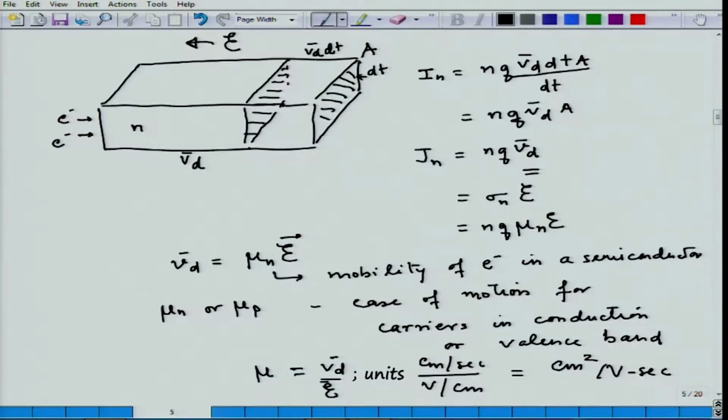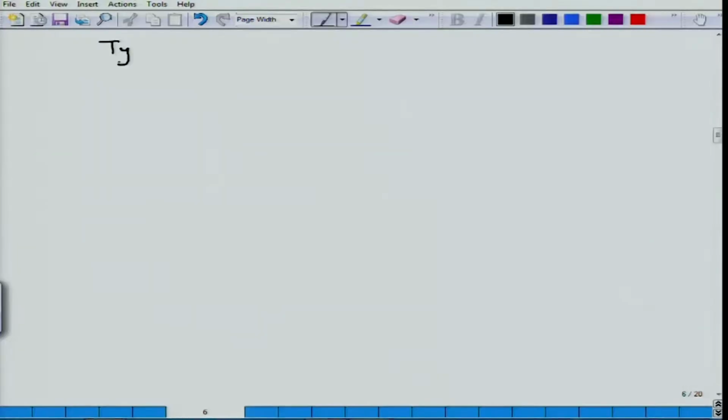Now, the rest of the discussion will be about what this mobility is, how it depends on different parameters in a semiconductor, and how we would use this equation when we actually talk about optoelectronic devices. So, what are the typical values of these mobilities? Let us look at some typical values in semiconductors.